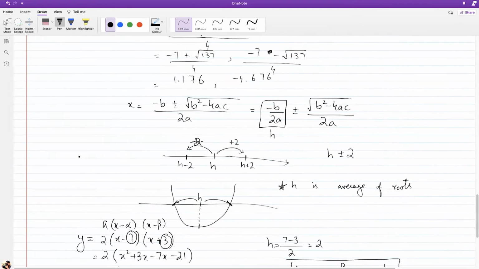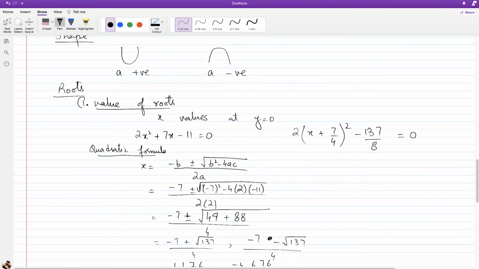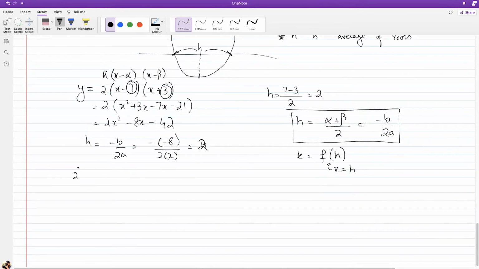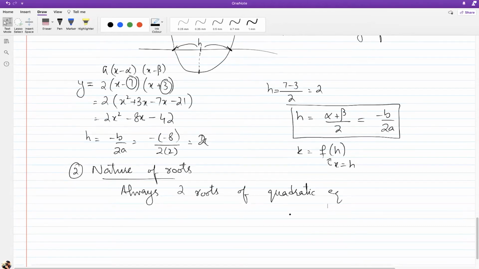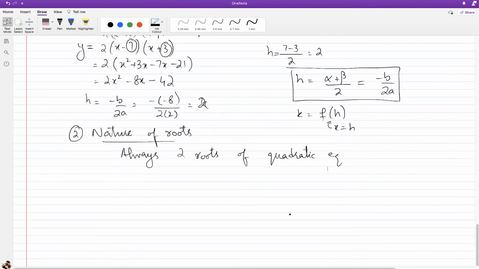Another question that they usually ask is not about the value of roots, but about the nature of roots. What is the nature of roots? One thing that we know is that there are always two roots of a quadratic equation. But these roots can be real or they can be imaginary. Remember that numbers have two main groups, real numbers and imaginary numbers. There's nothing imaginary about imaginary numbers. They do exist in nature and we do use them all the time, except they were just named that way. Okay.